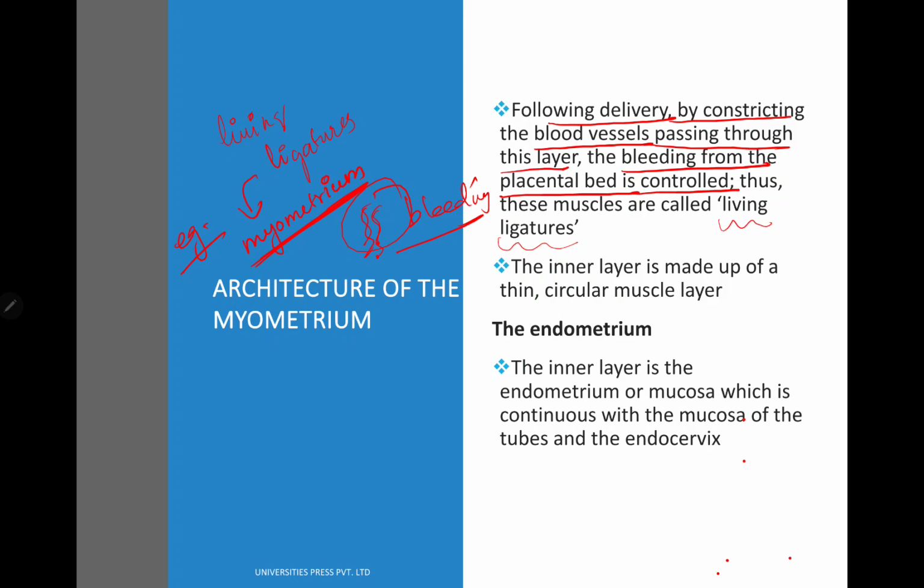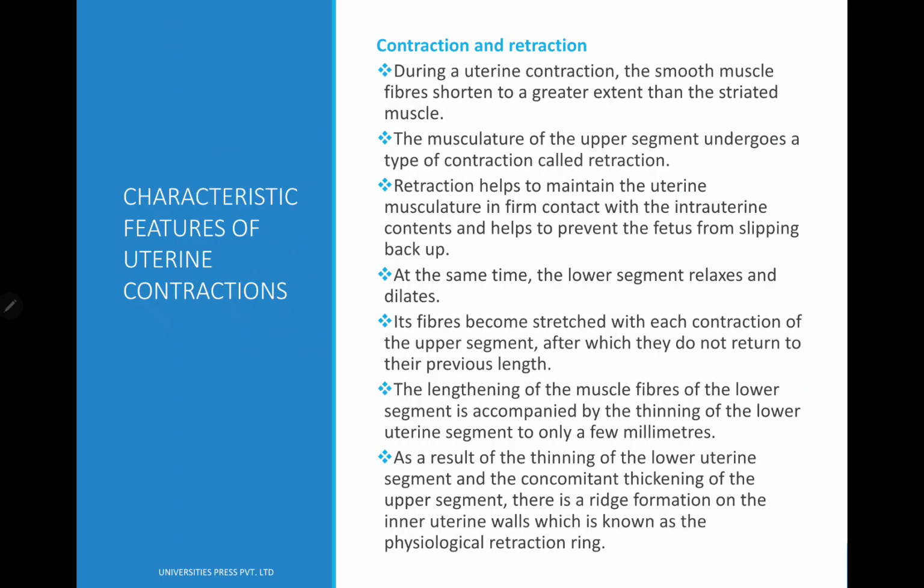The inner layer is going to be made up of a thin circular muscle layer. Now coming to the endometrium. The inner layer of the endometrium, which is continuous with the mucosa and tubes of the endocervix, is not very important. So, what are the characteristic features of uterine contractions? There are 2 terms: contraction and retraction.